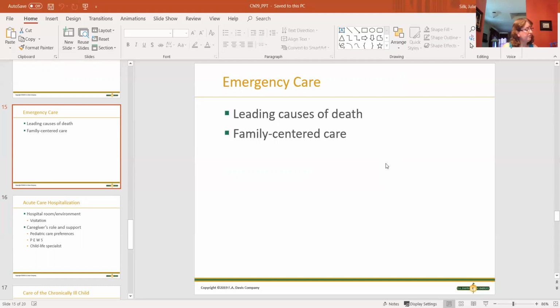And then when they talk about family-centered care, this is making sure everyone is involved in the care, that everyone has a say, and you have someone to talk to when you need it.